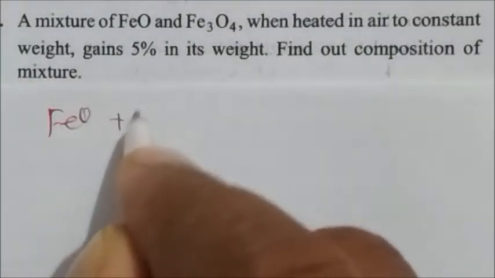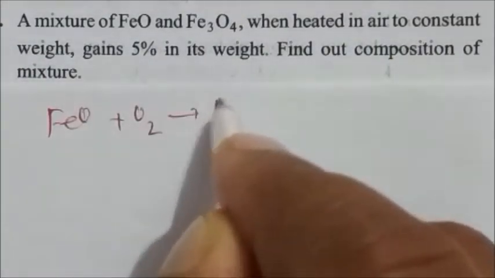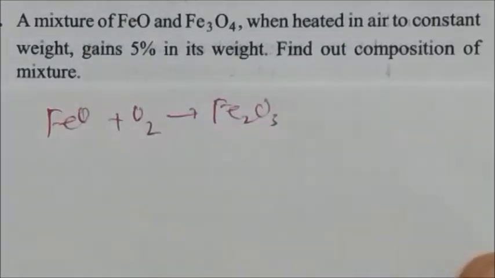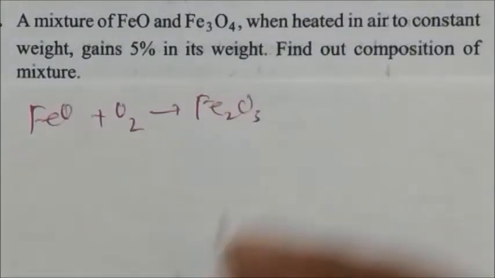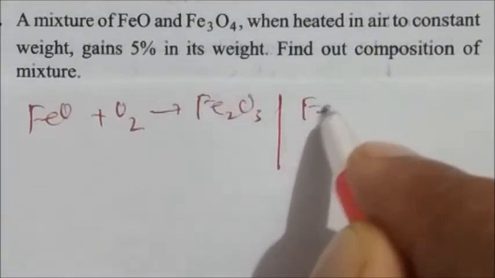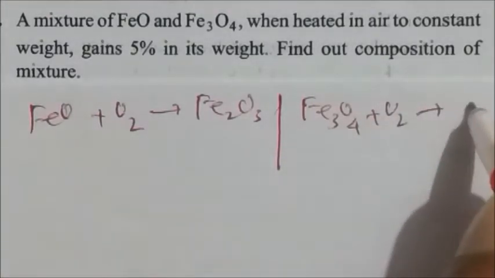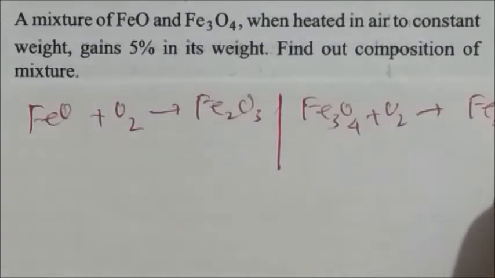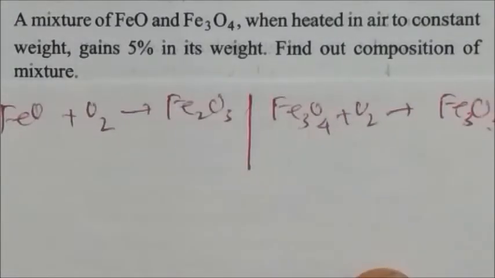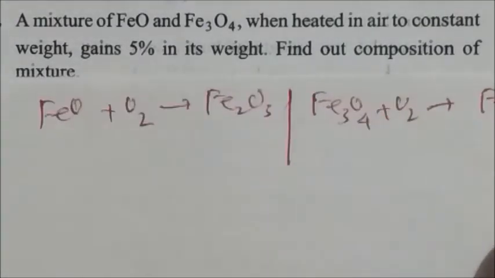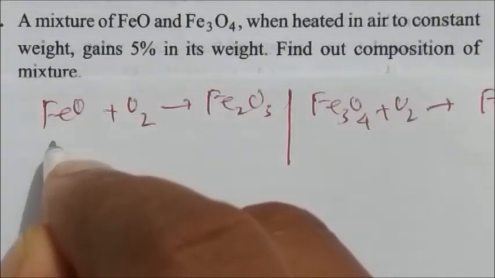First you write FeO, it is reacting with oxygen, so it is giving you Fe2O3. Similarly, we have Fe3O4, it is reacting with oxygen, so it will give Fe2O3. The Fe3O4 is given, so we will take this later on. First we will take A. So A means, what is the molar mass?